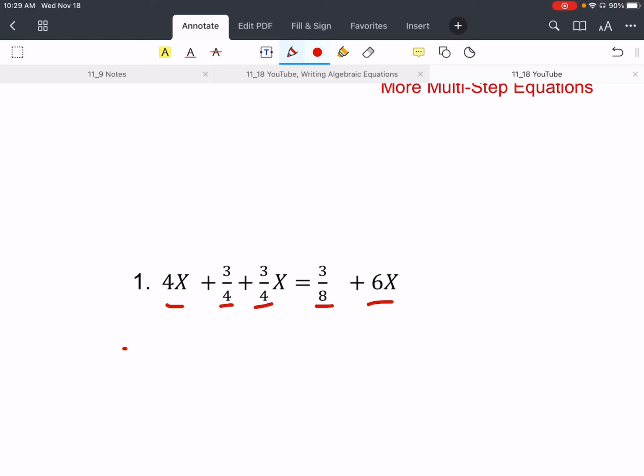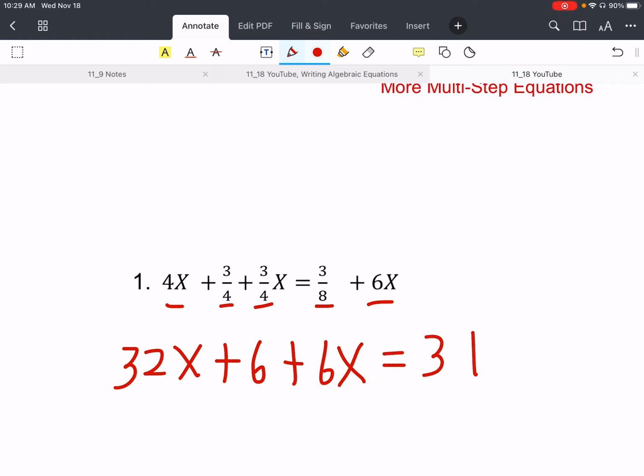4x times 8 is 32x. 3/4 times 8. 3 times 8 is 24, divided by 4 is 6. That's going to equal 3/8 times 8 is 3, and plus 48x. So our answers are a little bit bigger, but we have eliminated all of the fractions.